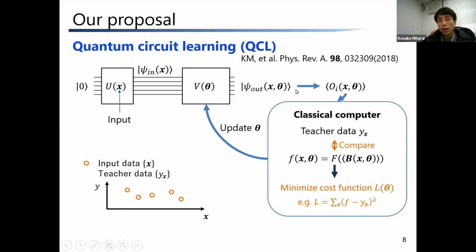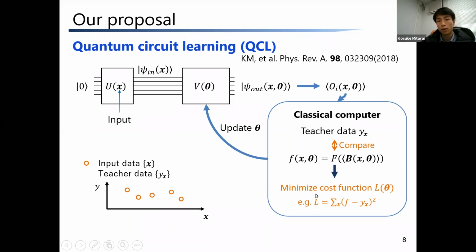And we measure this state. We measure some observable on this state and get an expectation value. And then we compare this value with this teacher data. We want to minimize the difference between this output and the teacher. So we want to minimize something like this, for example, the square loss.